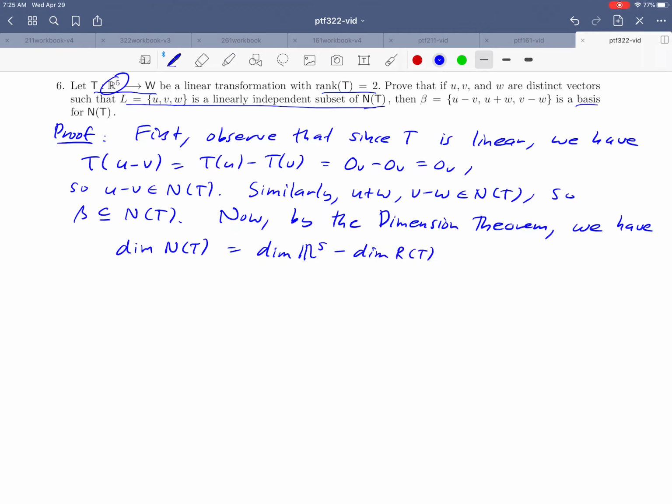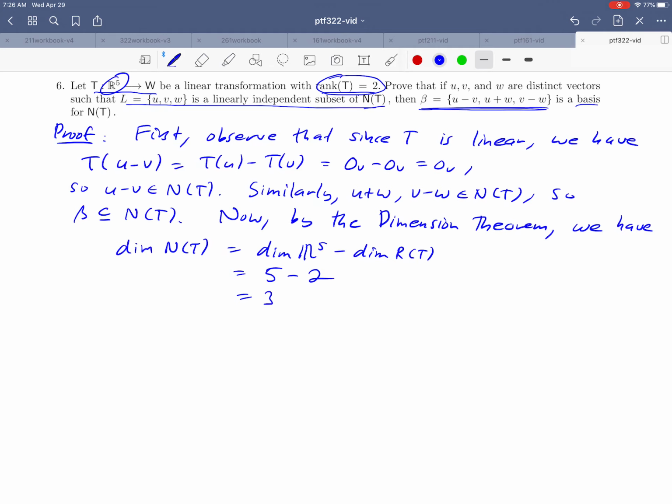But notice that in the problem, well, first of all, we know that the dimension of R5 is 5. They told us that the rank of T is 2, and the rank, by definition, is just the dimension of the range. Okay, so that's 5 minus 2, which is 3. Okay, so we've just calculated the dimension of the null space and determined that it's 3. So that's a good sign because we're trying to show that this set that contains 3 vectors is a basis.